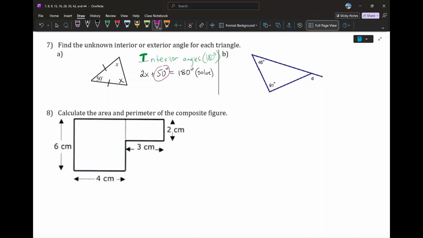So maybe move 50 degrees to the other side. So we subtract 50 from both sides. So we'll end up with 2x is equal to 130 degrees. Afterwards, we want to find out what 1x is equal to. So we just divide by 2. And we have 65 degrees. So we know this angle is 65 degrees.